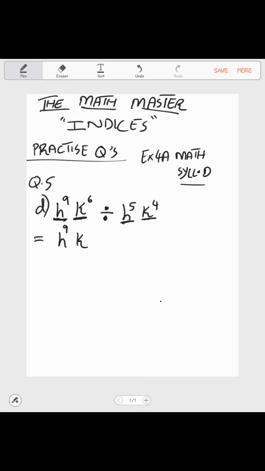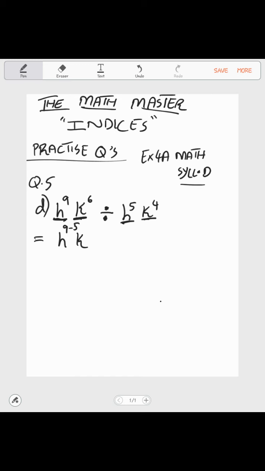And what we're going to do with h to the power 5, it's very easy. Law number 2, I think, of indices. So it's going to be h to the power 9 minus 5, because whenever there's a divide sign, it's minus. Whenever there's a multiplication sign, it's plus, or addition.